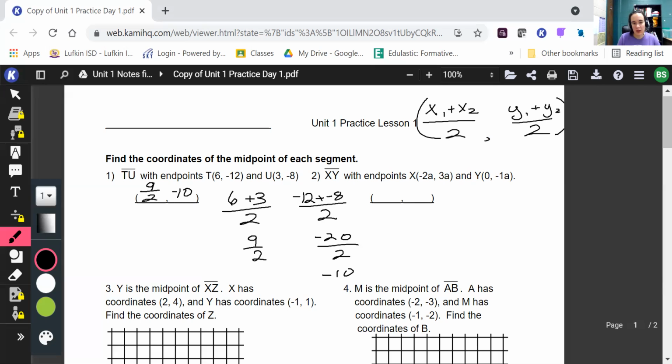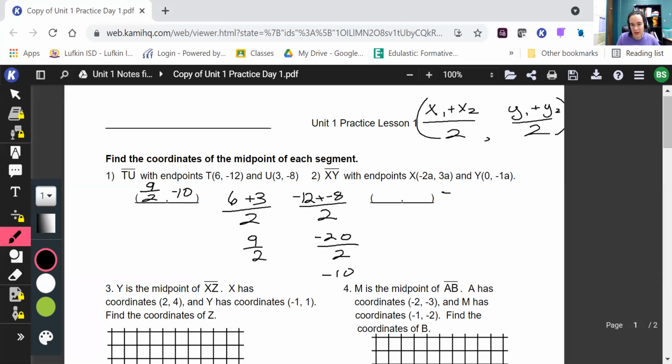Number 2, we have segment XY with endpoints of X at (-2a, 3a), and Y at (0, -1a). So these a's are still part of our process, and they will be part of our answer. They don't just go away because you wish them away. We're going to plug them in.